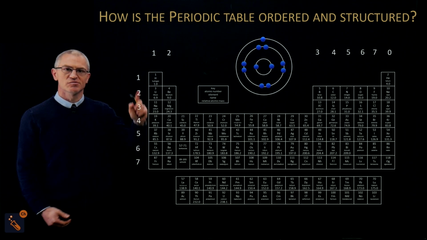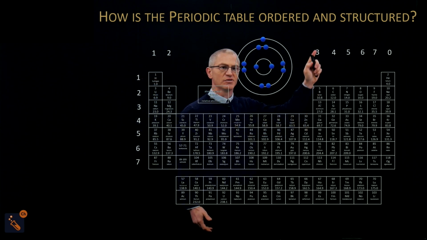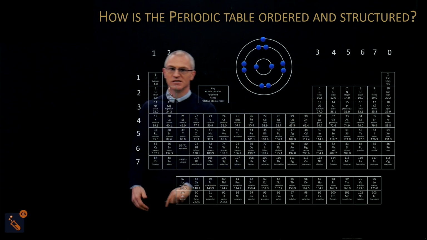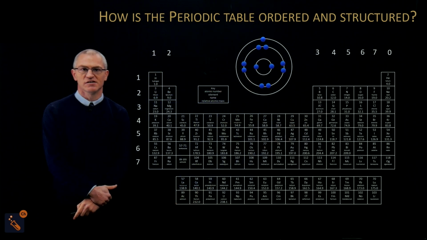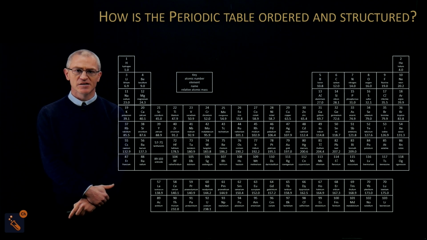You'll also see periodic tables that go 1, 2, and then 3, 4, 5, 6, 7 up here, and then start calling this 13, 14, 15, 16, 17. Do not worry, they're still the same groups, essentially. Now, the periodic table itself is ordered and structured in a slightly different way.